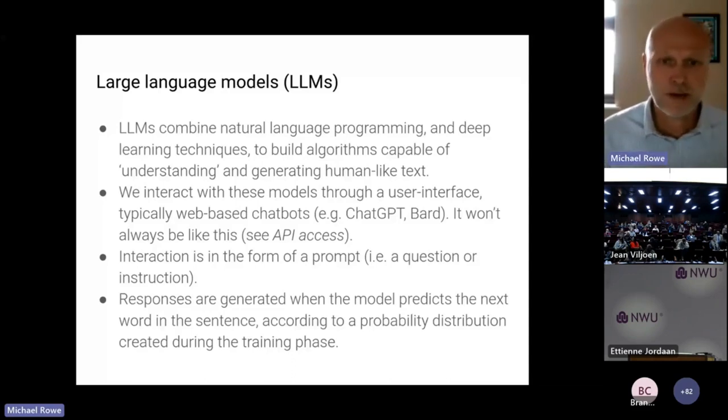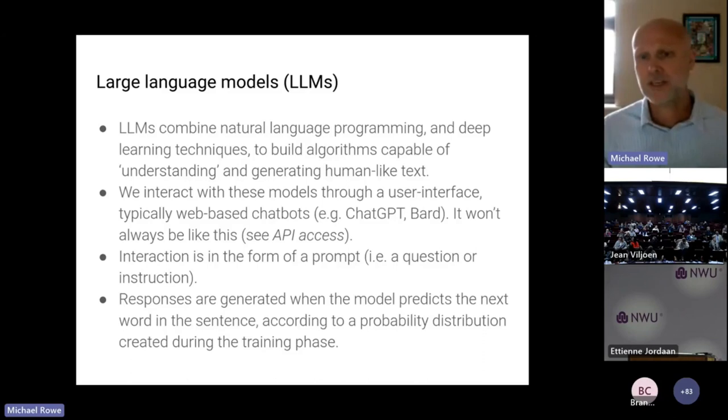So large language models basically are a combination of natural language processing, which is a subset of artificial intelligence, and deep learning techniques, which is another subset of artificial intelligence. The combination of these two forms of AI allow us to build algorithms that can generate and understand human text. And I put "understand" in scare quotes, because I recognize that AI doesn't understand text in the same way that human beings understand text, but I want us to focus on competence, not consciousness.